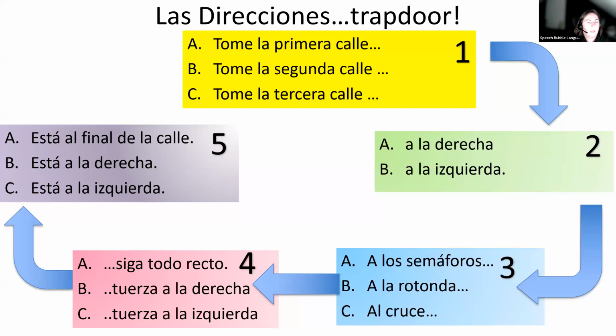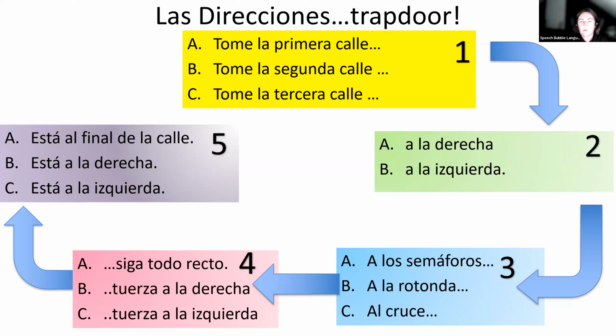Lorna, tuerza a la izquierda. I'm going left. Tuerza. I can't remember that one. What do you think it sounds like? Turn. Tuerza a la izquierda.